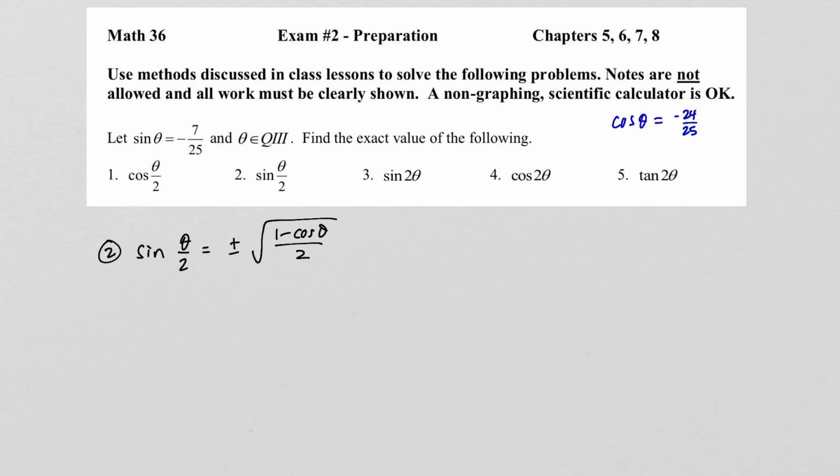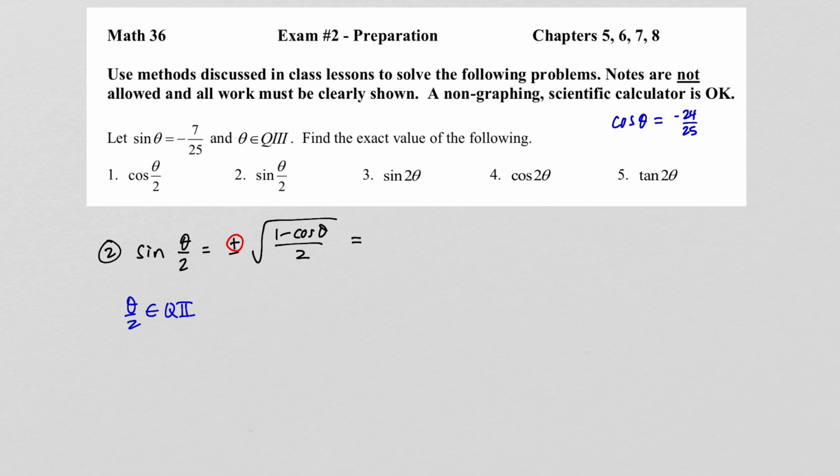For the second problem, it's much easier since we now know the value of cosine of theta. To find sine of theta over 2, we are going to use the identity for that, which is here. Cosine of theta, as we know, is negative 24 over 25. We just have to choose the positive or the negative. Let's remember that theta over 2 is in the second quadrant. We talked about that in the last problem. And sine in the second quadrant is positive.